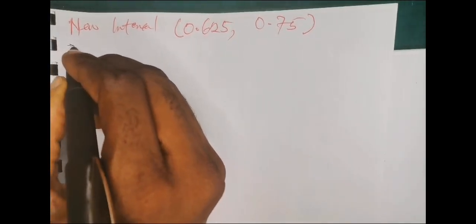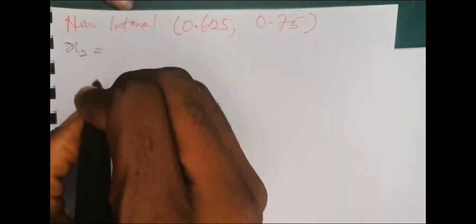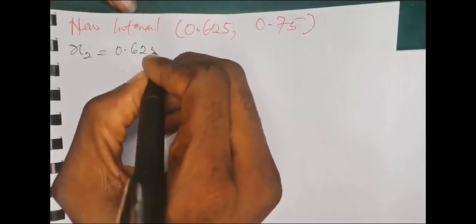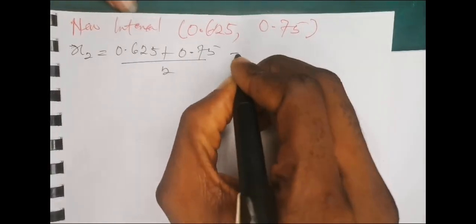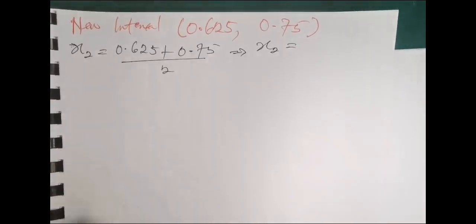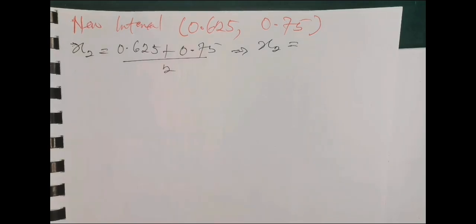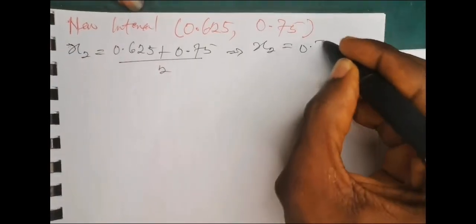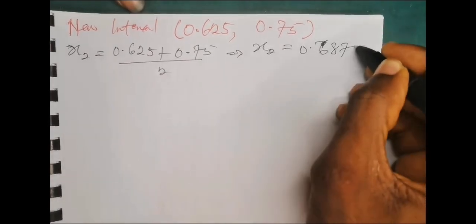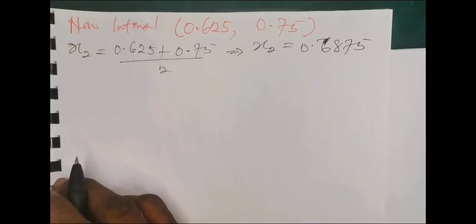Okay, so our new interval becomes 0.625 and 0.75, which simply means that the root of the equation now lies between these 2 points. So you can find your second root, which is s2, which is now obtained by adding these two and dividing by 2. So you have 0.625 plus 0.75 divided by 2. So this implies s2 is going to be equal to 0.6875. So this becomes our second root.